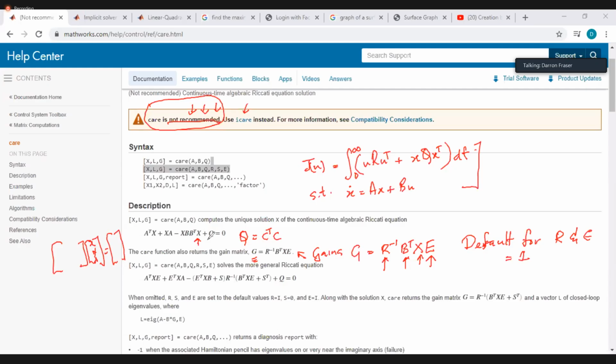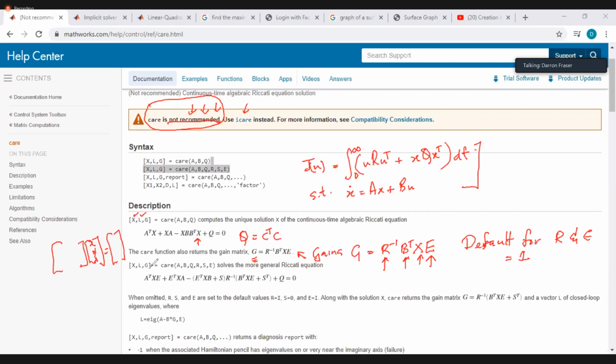And it is impossible to solve it by hand, so we have to use the computer. That's why the computer is going to solve for X and for the eigenvalues of the system. Why you would need the eigenvalues when you're looking at your solution is that you'd want to know that your system is stable.